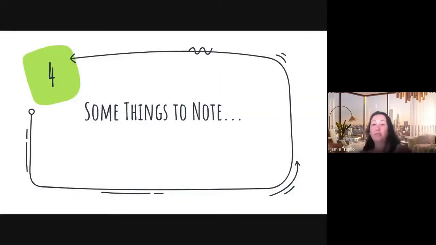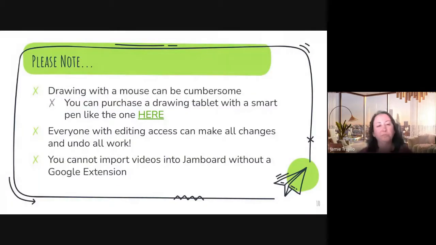Now, there are a couple of things to note about Jamboard that can pose a little bit of an inconvenience. For example, I said that you can write on the Jamboard. Well, doing that with a mouse can be very cumbersome, very hard to read. So you can purchase a drawing tablet with a smart pen.